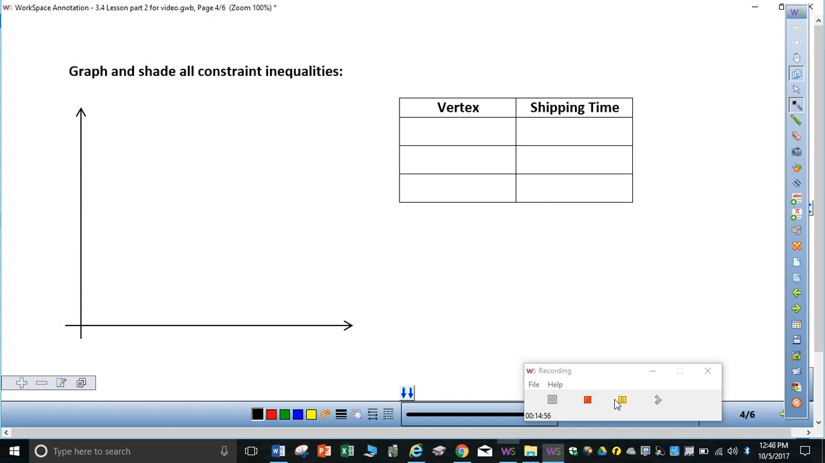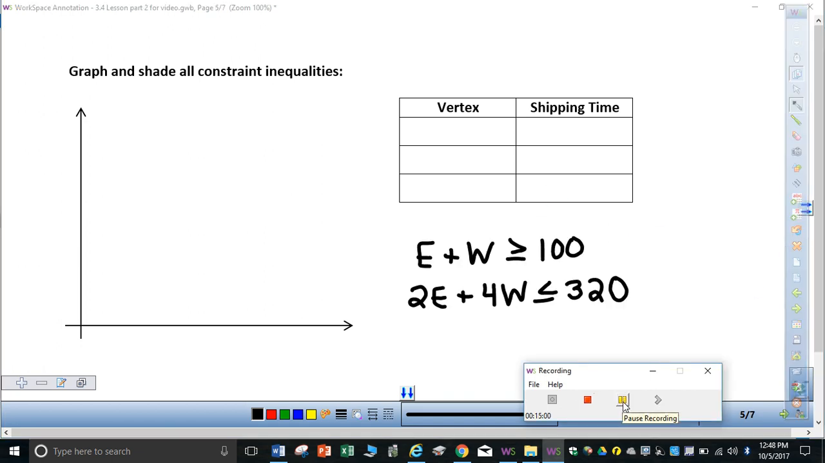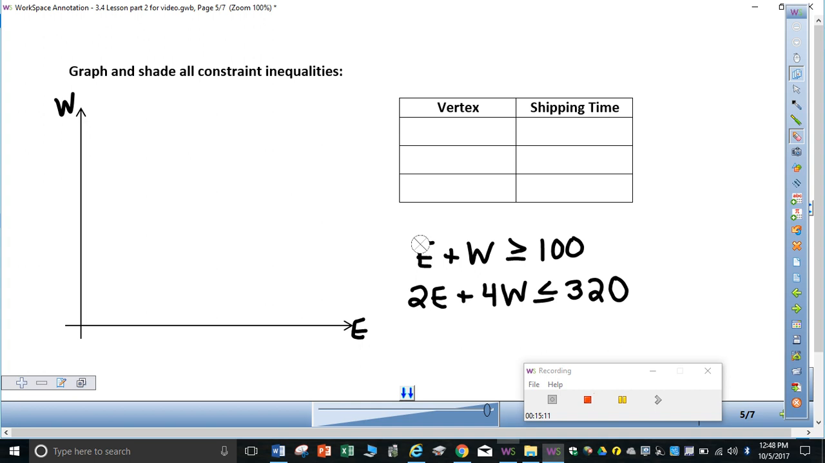Okay, so to graph and shade our constraint inequalities. I just copied over our inequalities here. Let's first label East Coast books on the x-axis, W on the y-axis, and think about getting our intercepts. Looking at the first inequality, cover up E. The W-intercept is 100. The E-intercept is also 100. Let's plot points, leaving a little bit of space above and below, because we're not sure how the numbers will end up being in the next one.